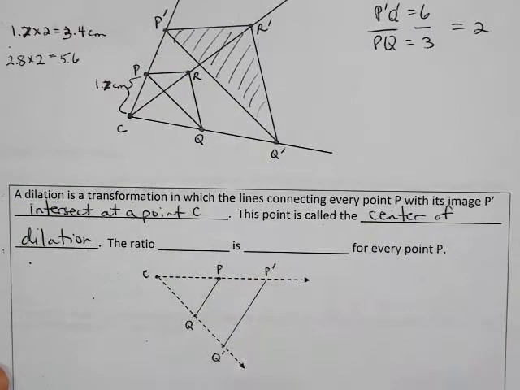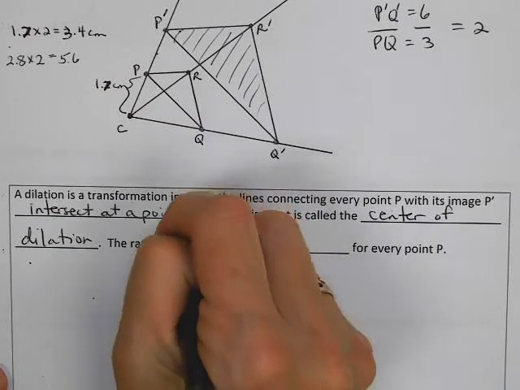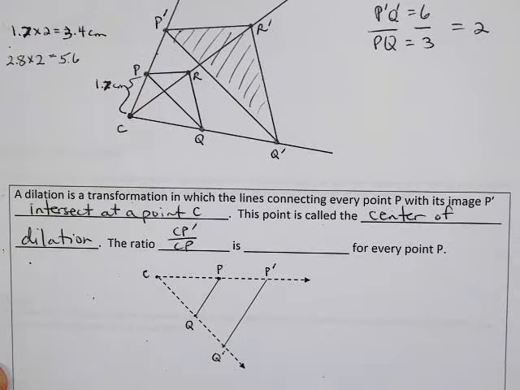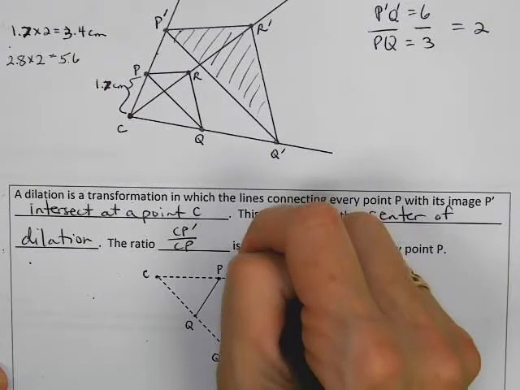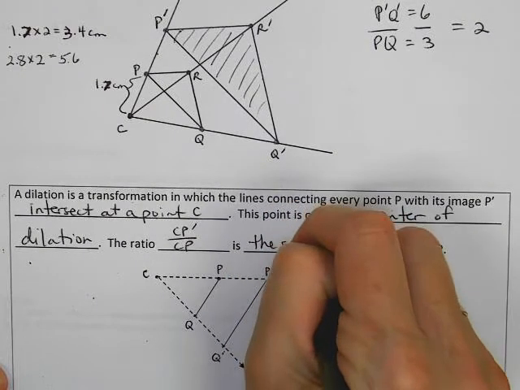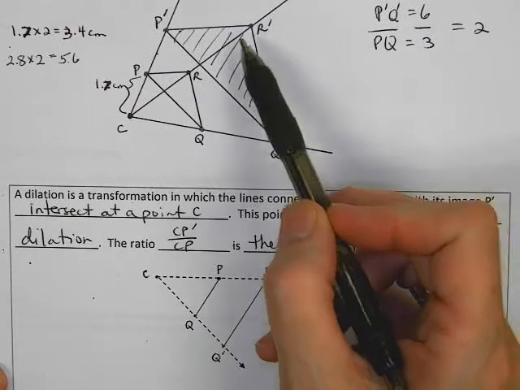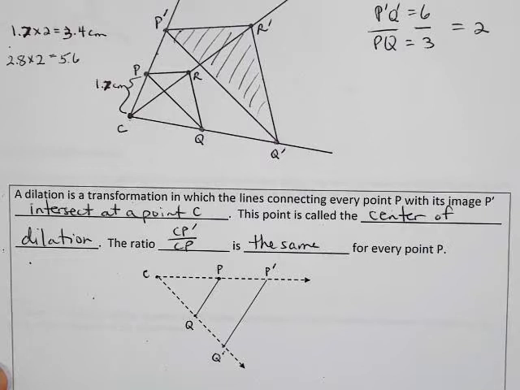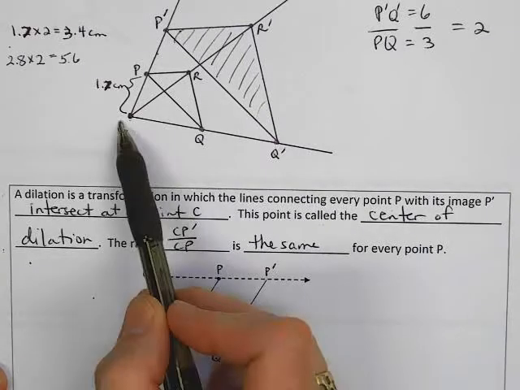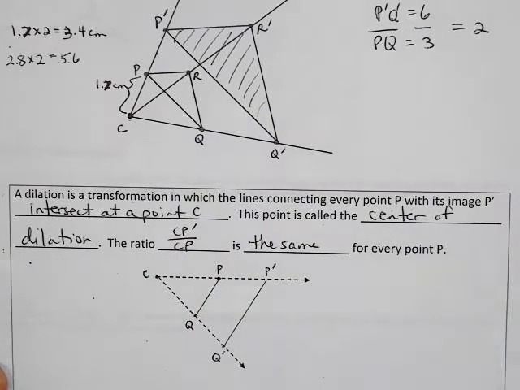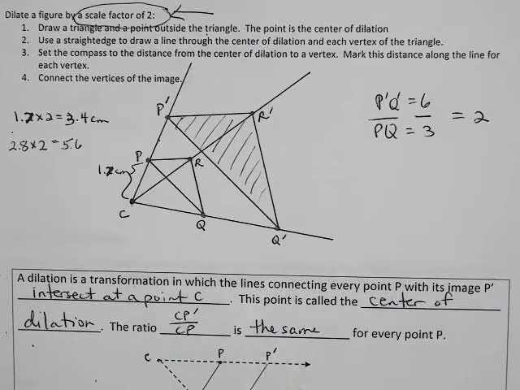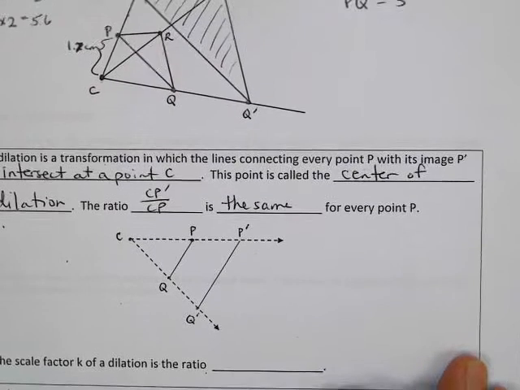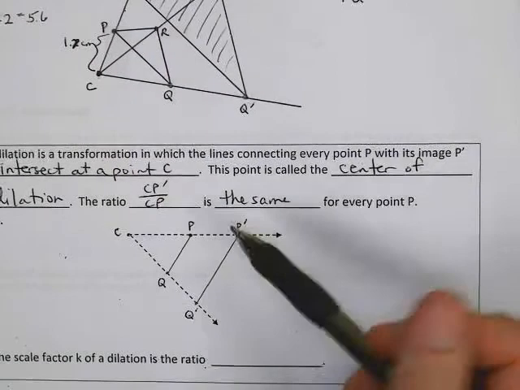The ratio is, we could say, CP prime to CP, and this is the same for any point P. So if I took CR prime divided by CR, I should also get that ratio. And CQ prime divided by CQ, that should all give me the same ratio, which of course we know what that ratio is. That's my scale factor. That's 2.